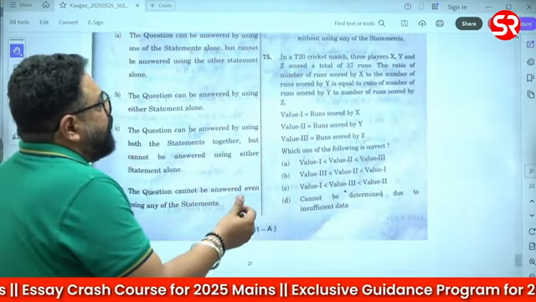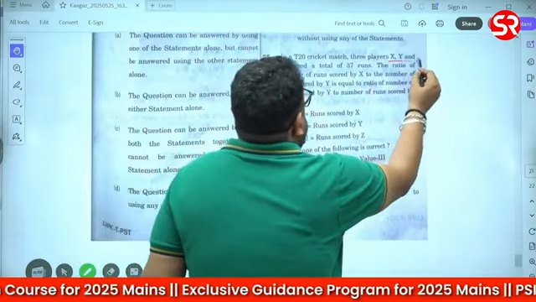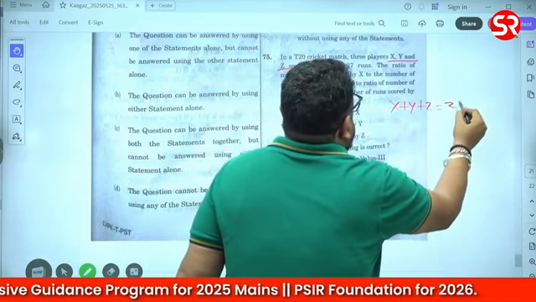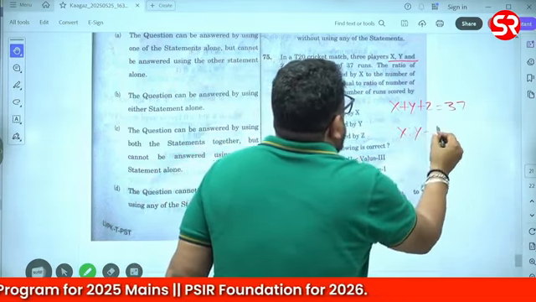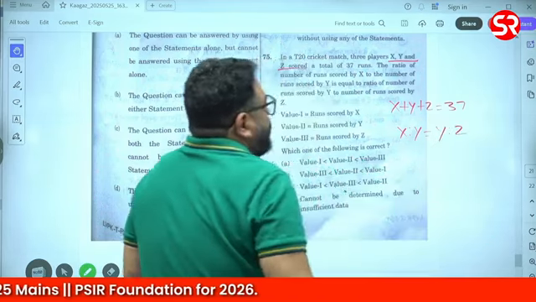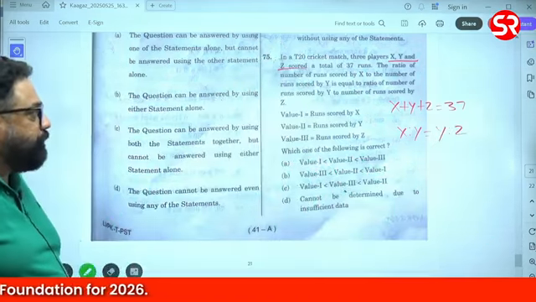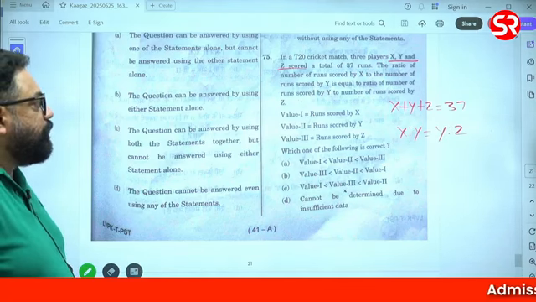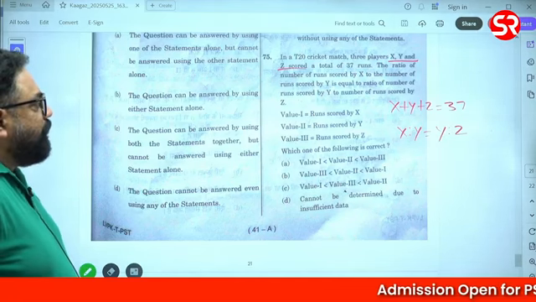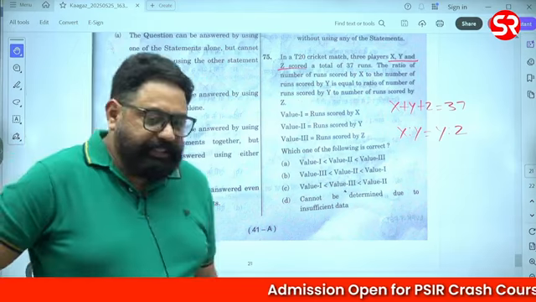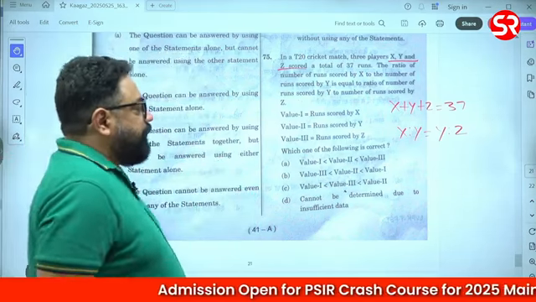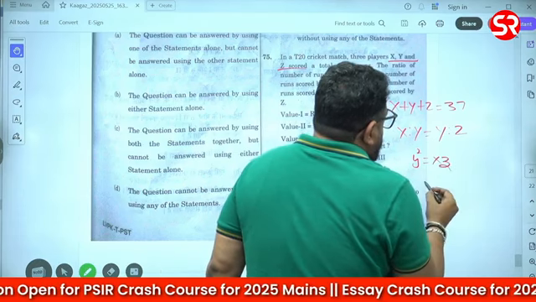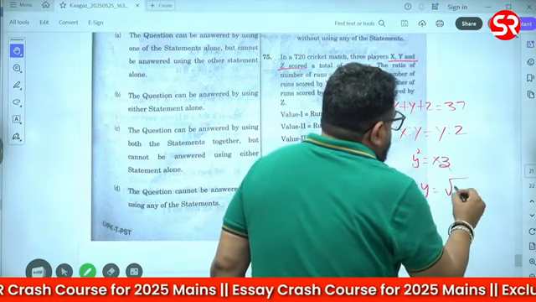अभी क्या कह रहा है? In a T20 cricket match, 3 players X, Y, and Z scored X plus Y plus Z is equal to 37. X is to Y is equal to Y is to Z. These are the two things given to you. The ratio of the number of runs scored by X to the number of runs scored by Y is equal to the ratio of the number of runs scored by Y to that by Z, right? So इससे y square is equal to x into z, right? And y is equal to root of xz.